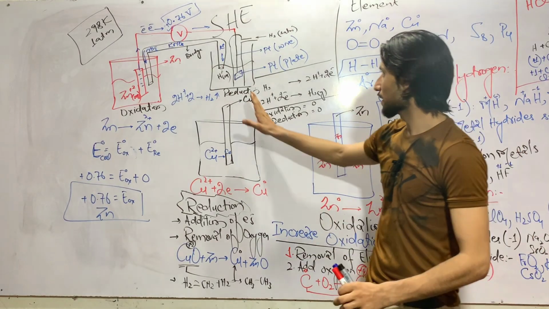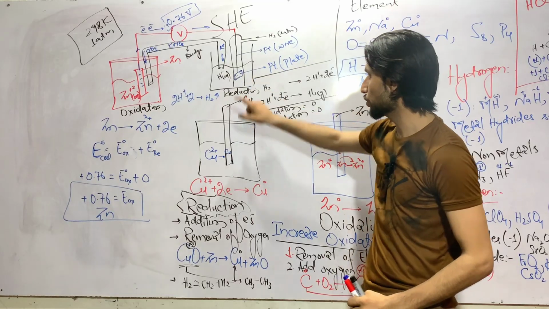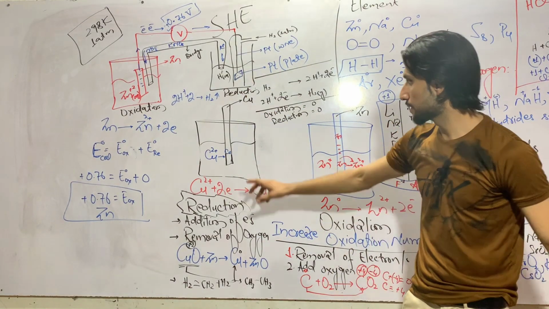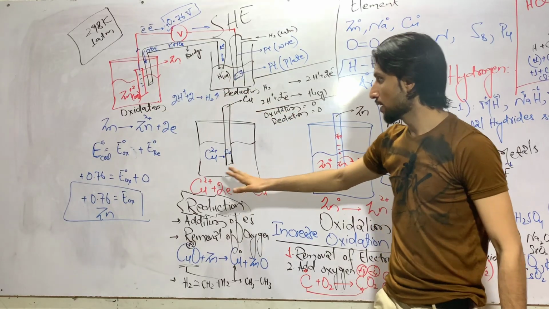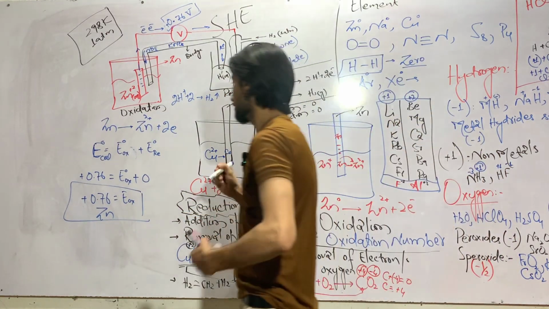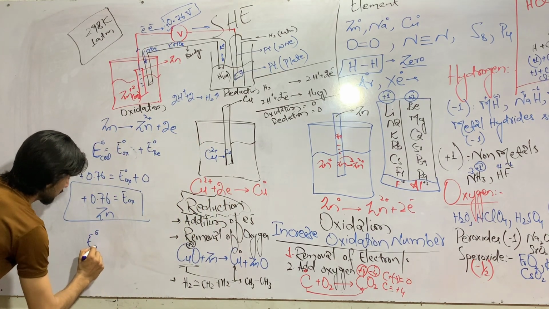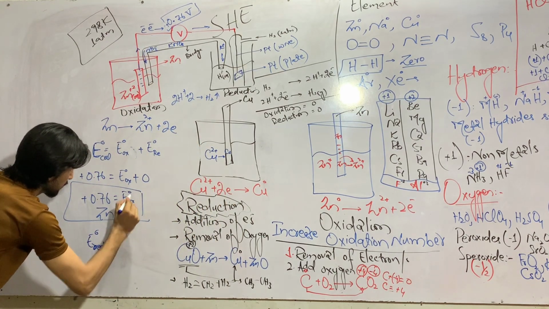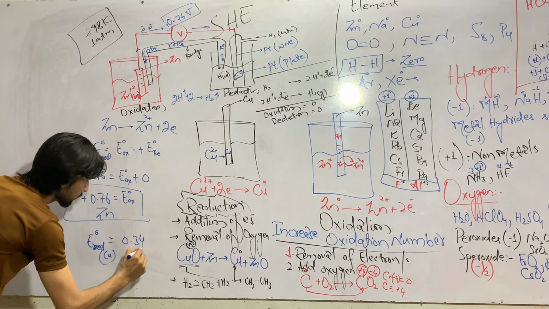Here, when I join both the cells, when I combine it with SHE, what I will find is that zinc is being oxidized, and here reduction will take place. With the same setup, I found out that the reduction potential, E naught reduction of copper, was equal to 0.34 volts.